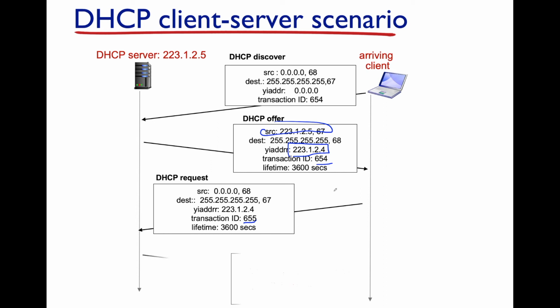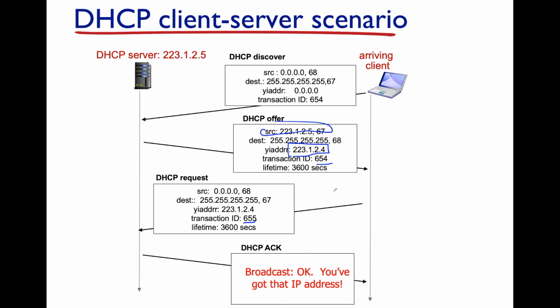All right, so now we have the response. It's going to be broadcasting an OK message. All right, I've reserved it. It's now yours. And so at this point, the arriving client cannot install the IP address until it's gotten confirmation from the DHCP server that the DHCP server has actually reserved that IP address for your usage. All right, so the source address is 223.1.2.5. The destination address is broadcast because, again, this arriving client doesn't yet have an IP address. So the DHCP server has to broadcast back its response.